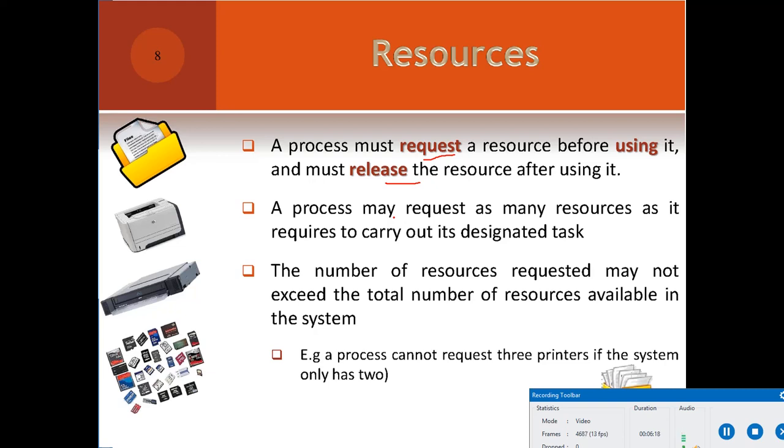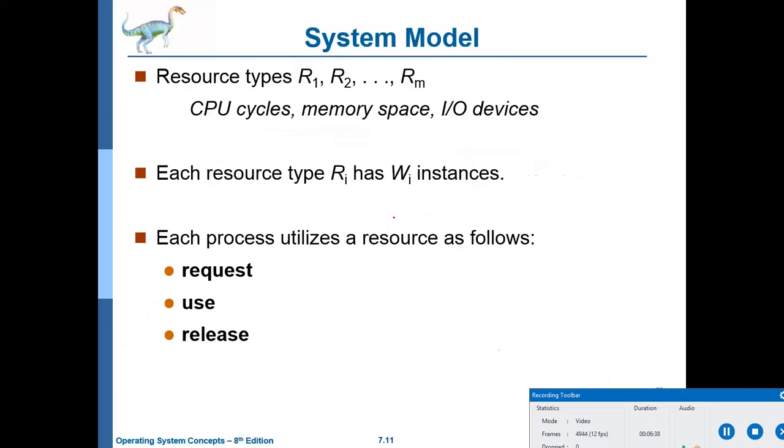The number of resources requested may not exceed the total number of resources available in the system. So for example, if the total number of printers available with the system is 2, a process cannot request 3 printers. This is what we mean. A process cannot request 3 printers if the system has only 2.